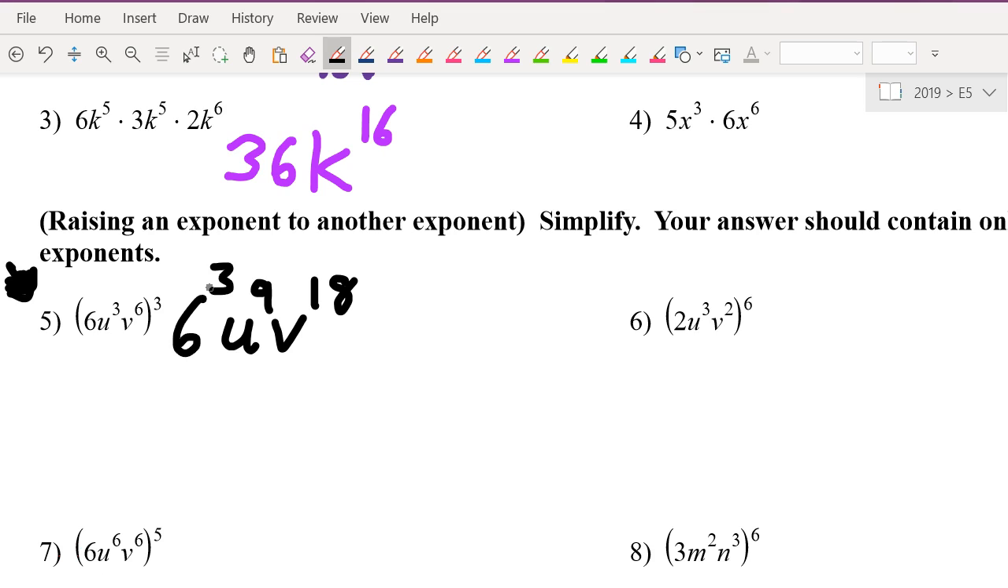Wait, you can do that? You can do 36 times 6 if you really want to. But I guess Delta Math didn't let you. 216. So 6 to the 3rd, U to the 9th, V to the 18th. 216. Yup. All right. Good job, young lady. Thank you.